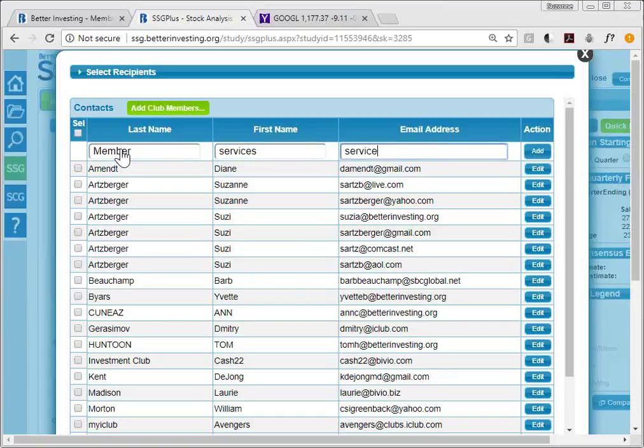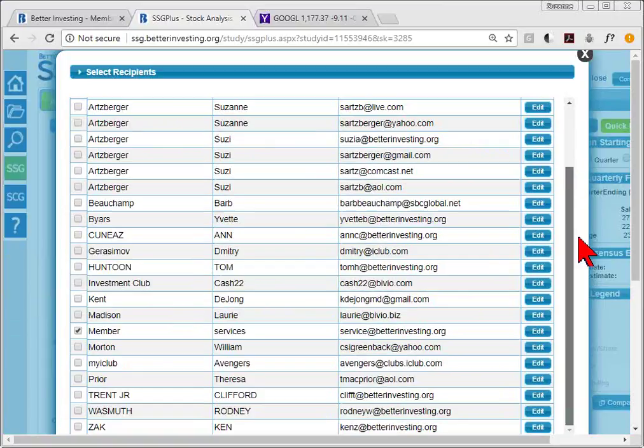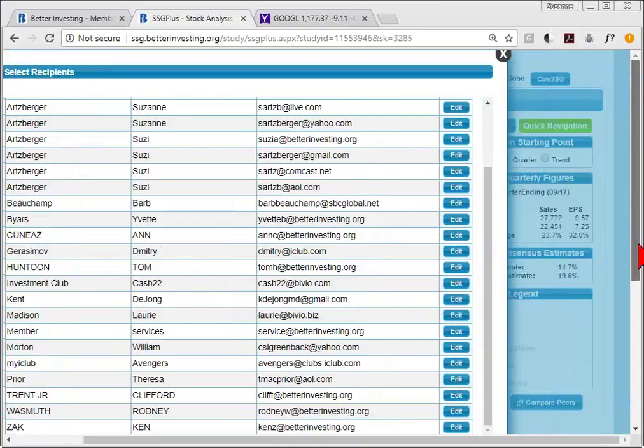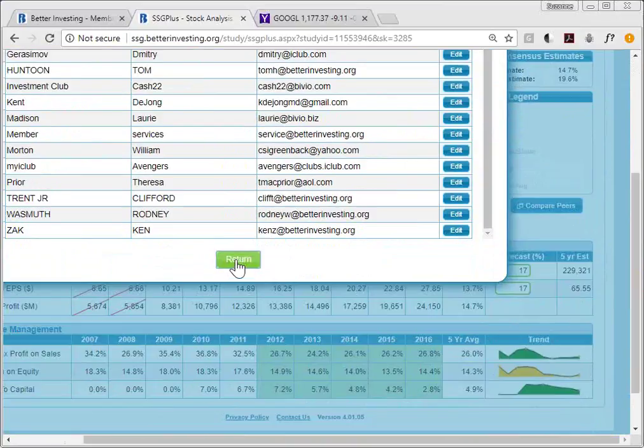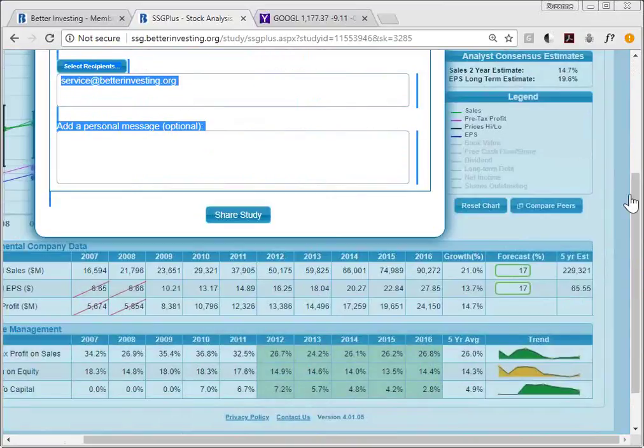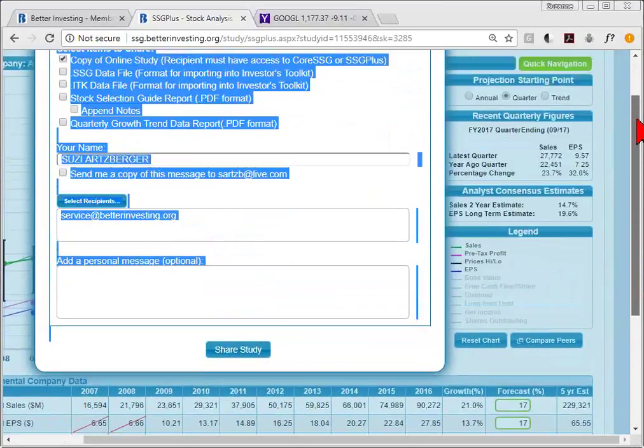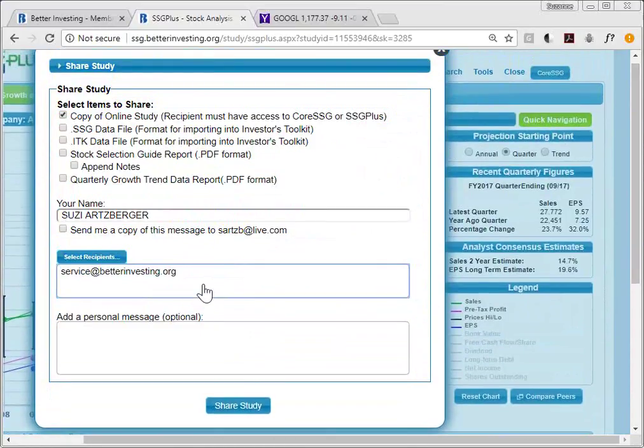And I want to go to service@betterinvesting.org. Now my account here has been populated with my own contacts. So that's member services. And I pick that one. And I'm going to return, and that's going to be in my share study box now.